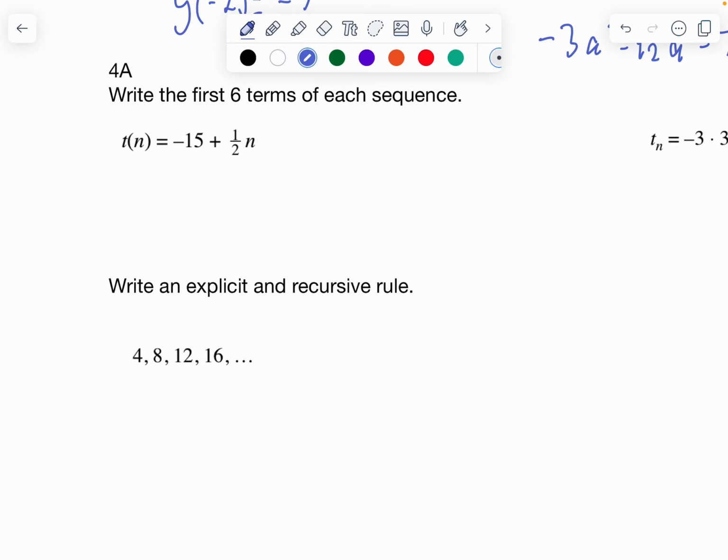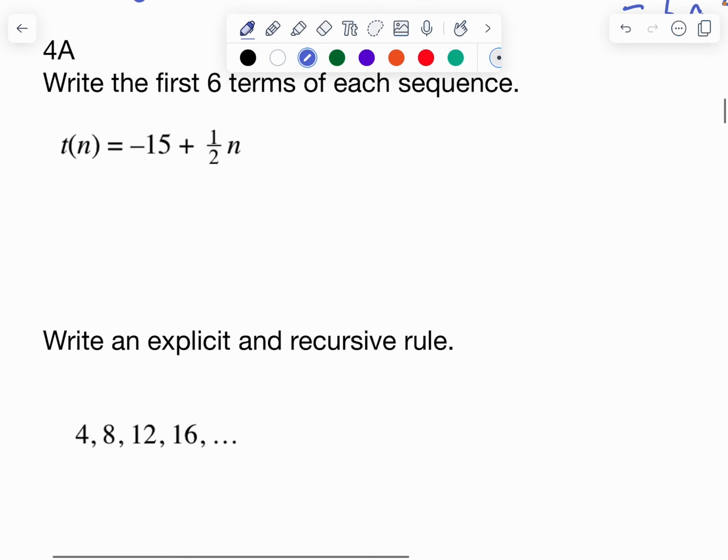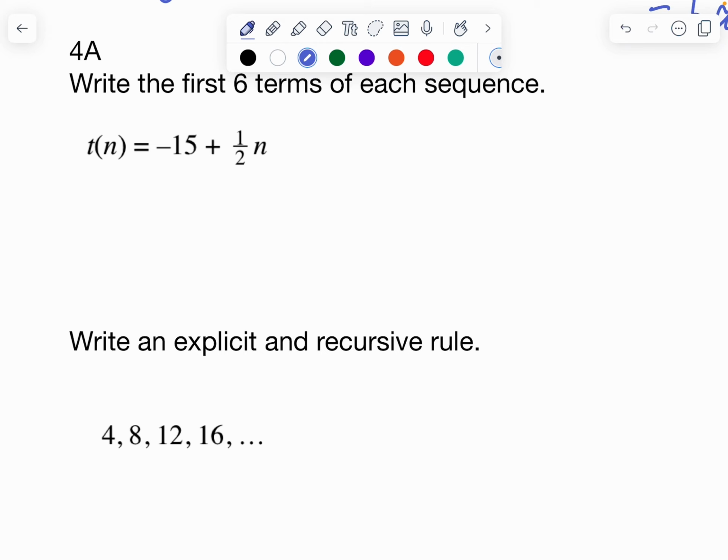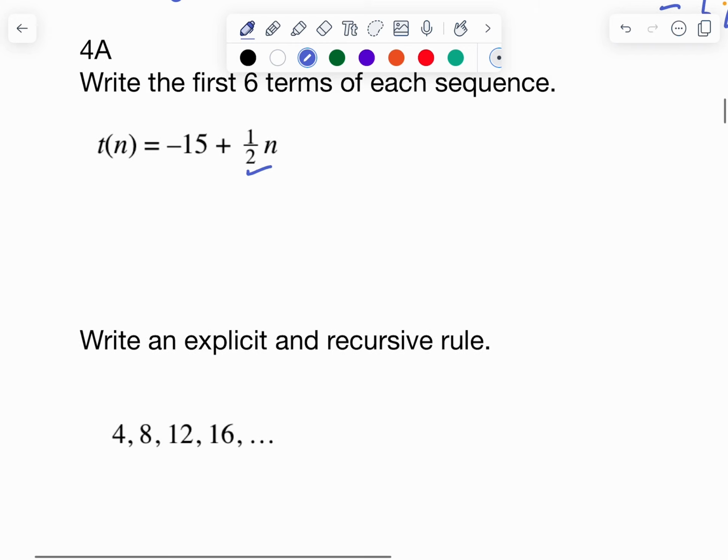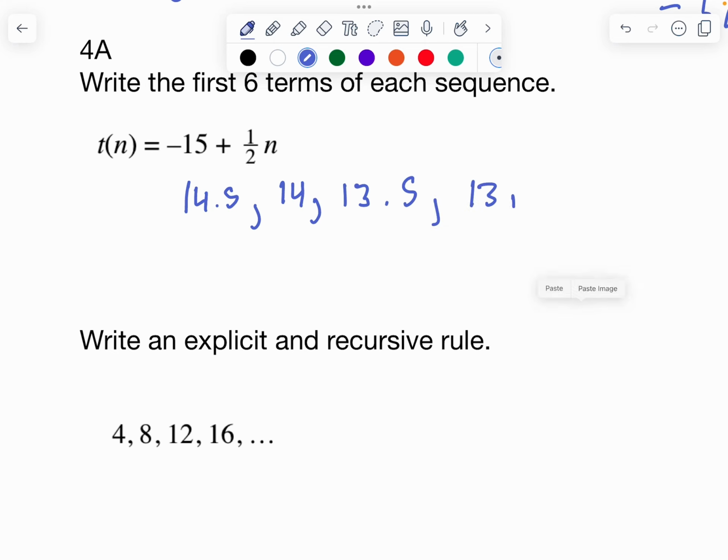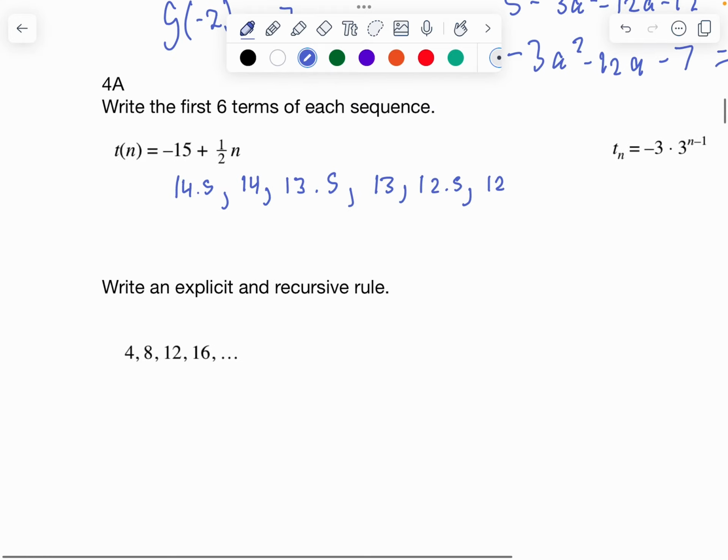Alright, next one. Write the first 6 terms. So the 0 term would be -15. Each term it's adding 1/2. So term 1 is going to be -14.5. Next term is going to be -14. Next, -13.5. And so on to -12.